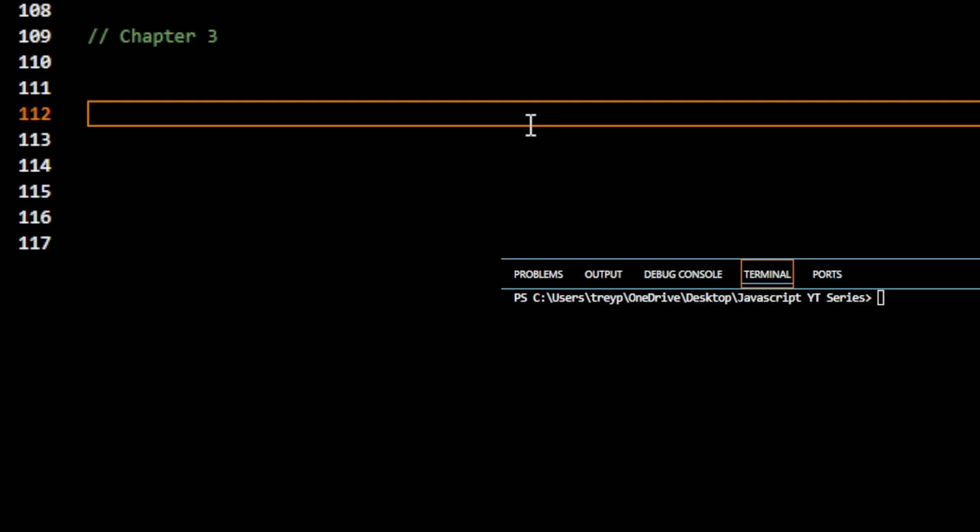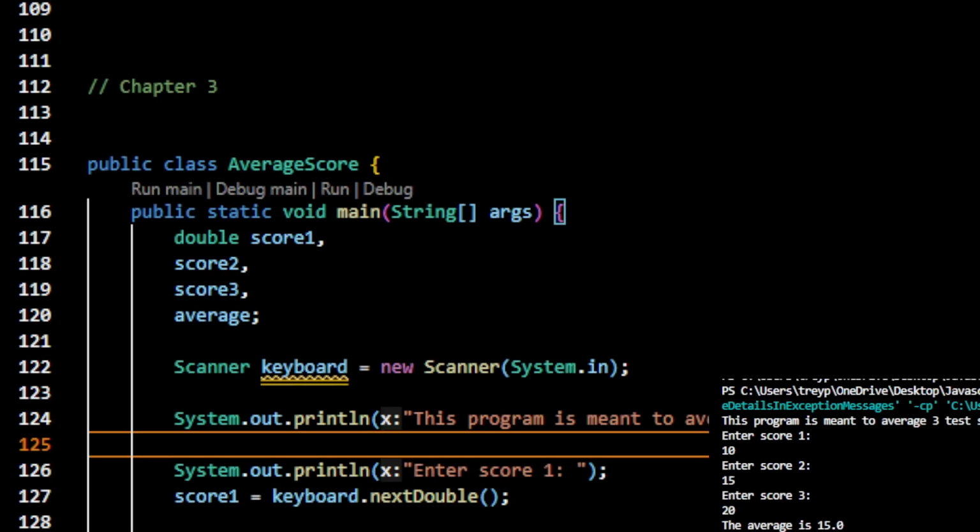Alright, so today we are going to be going over decision structures. This is the start of chapter 3. The main topics of the chapter are if-else statements, nested if statements, logical operators, comparisons, switch statements, and displaying formatted output.